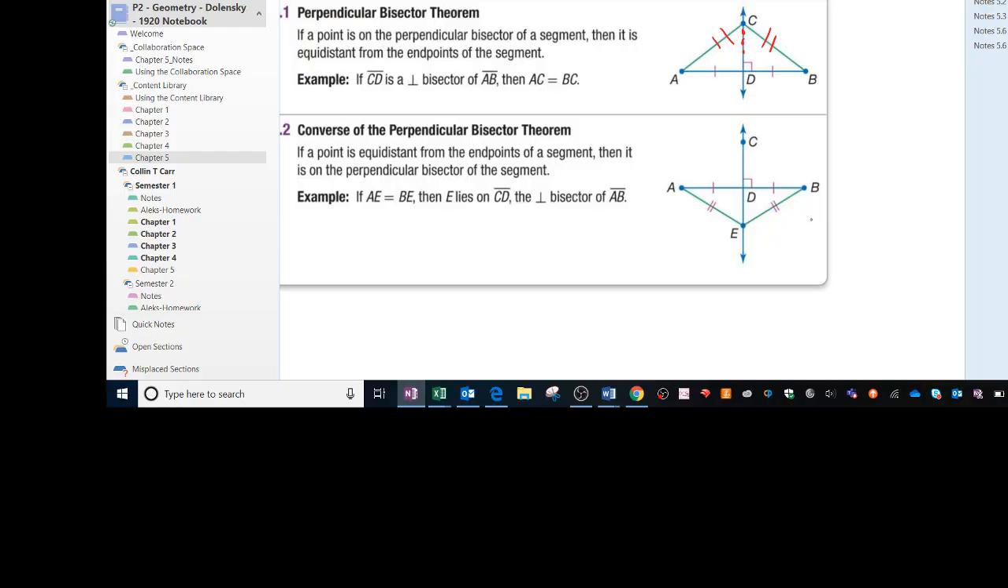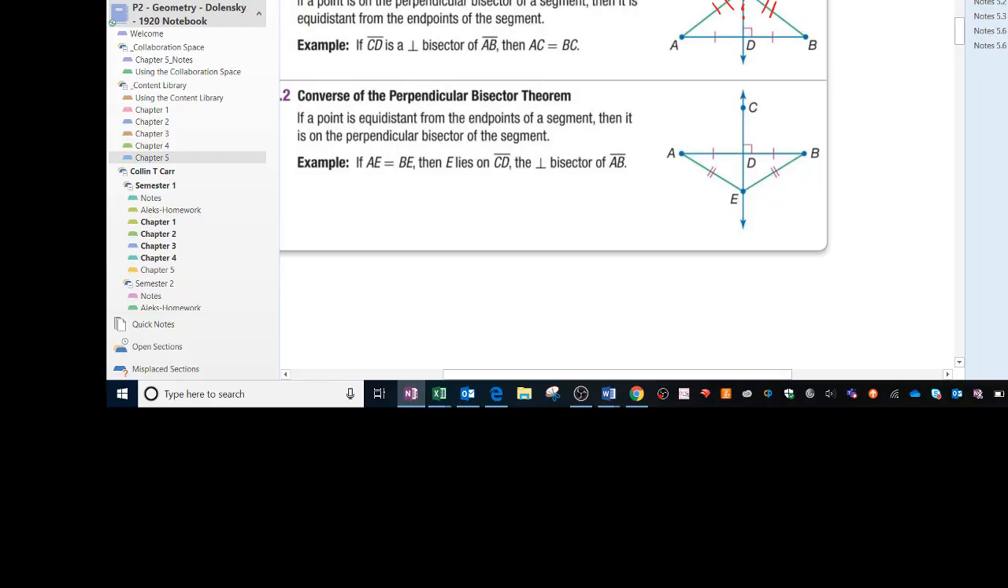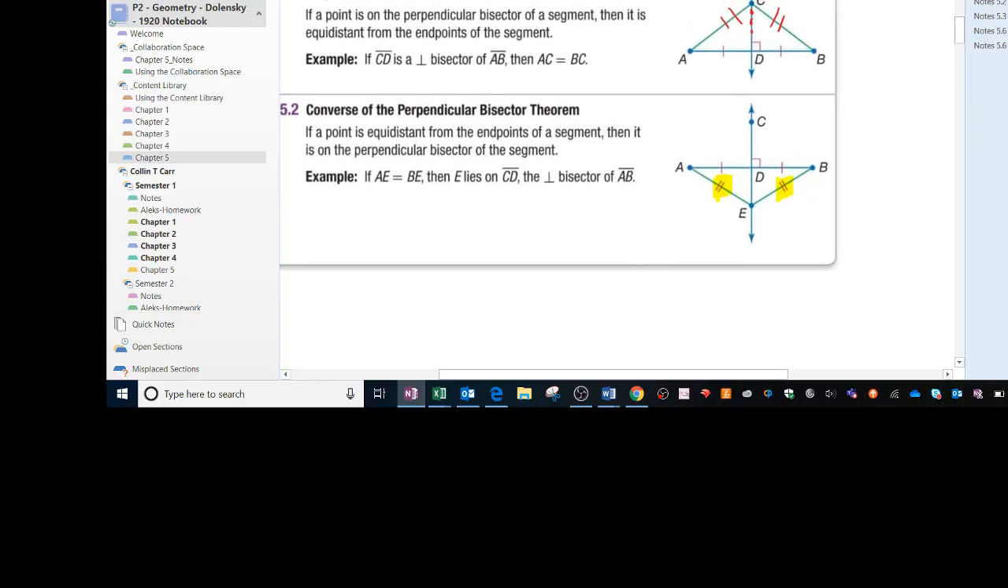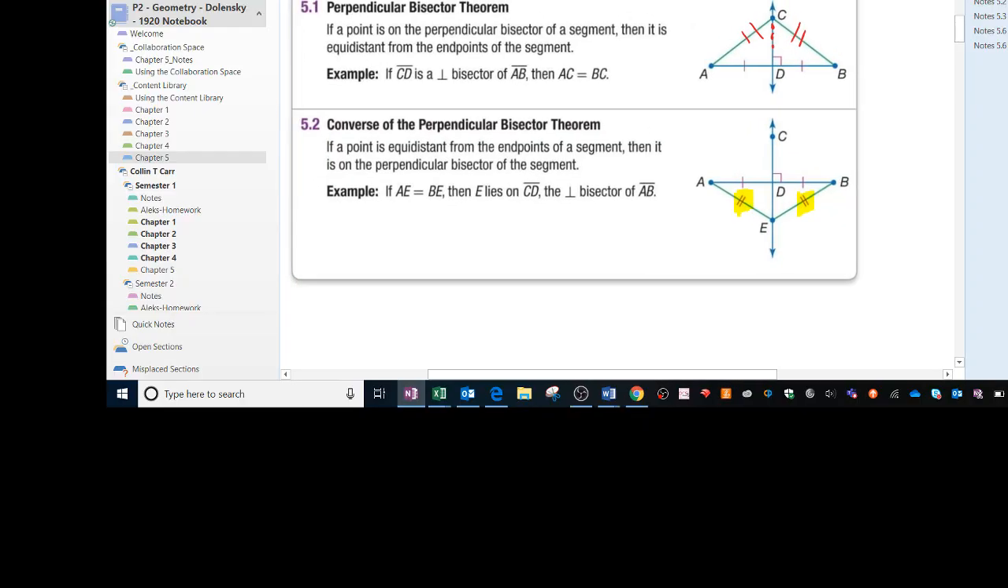And then of course the converse is just saying if you have two sides of a triangle that are equal in measure and E is on CD, or that E is on that line, then it makes it a perpendicular bisector. Okay? Any questions on the first two theorems?